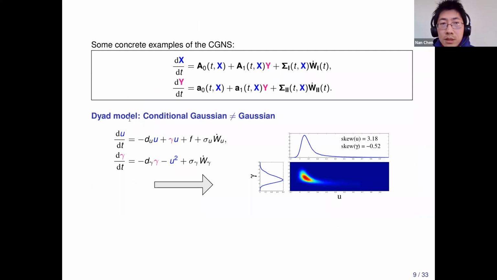And lastly, I want to show this very simple example, and I want to point out that conditional Gaussian is not Gaussian. So Gaussian is a very simple distribution, and sometimes people will say it's a very boring PDF. In practice, what we really care about is those non-Gaussian behaviors. So this is a two-dimensional model, which is a conditional Gaussian model. You can see we have this gamma times U nonlinearity, and we have this feedback term minus U squared. So overall, if you plot the joint distribution, by no means is this a Gaussian distribution, right?